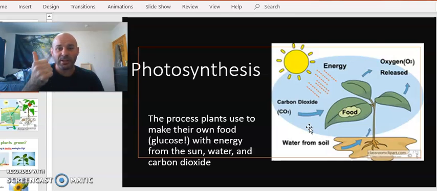So I want you to pause the video and study this diagram. Come up with a list. What ingredients do plants need to make their own food? Do that now. So were you able to come up with the list of ingredients? Plants need water. Plants need energy from the sun. And plants need carbon dioxide. So if you got all three of those ingredients, kiss your brain. You're exactly right.